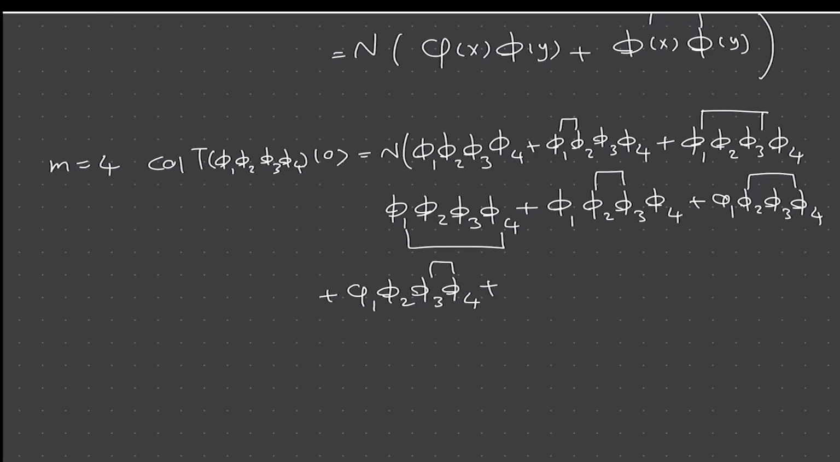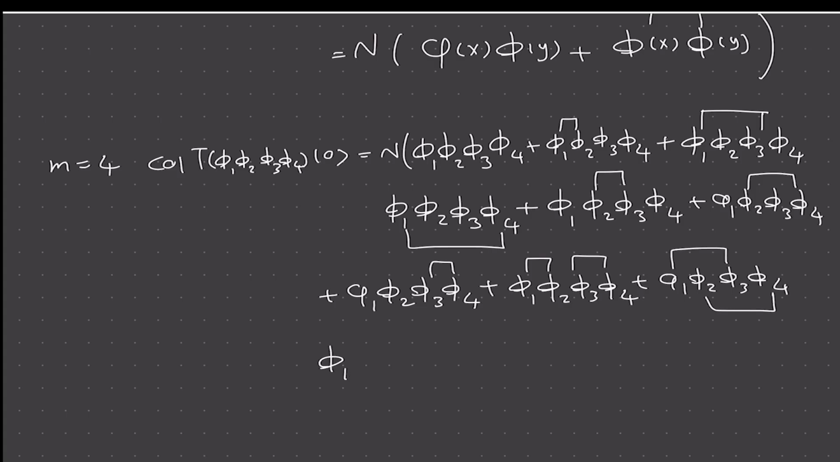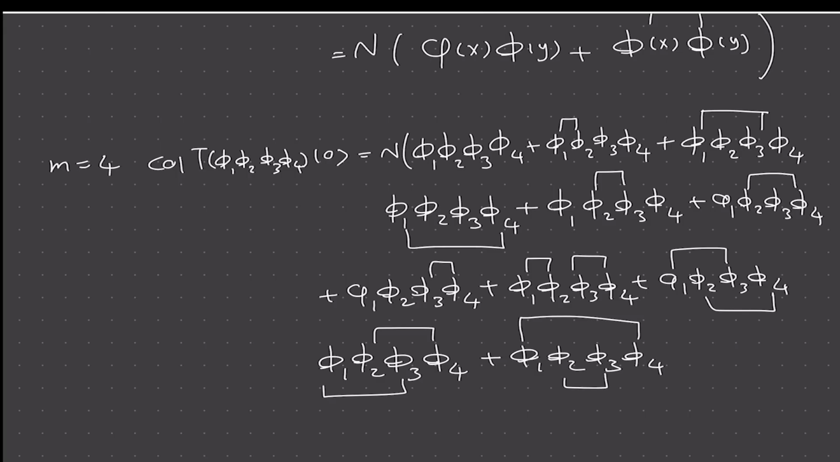Now you're going to have two contractions: phi 1, phi 2, phi 3, phi 4, with 1 and 2, 3 and 4; then 1 and 3, 2 and 4; and then 2 and 4, 3 and 1; and you are going to have 1 and 4, and 2 and 3, right?